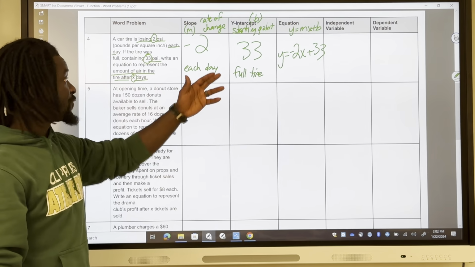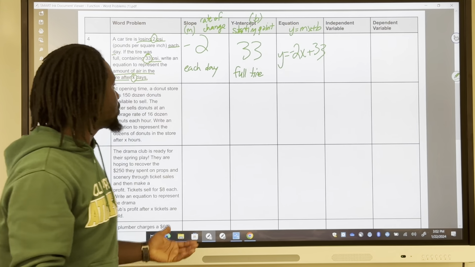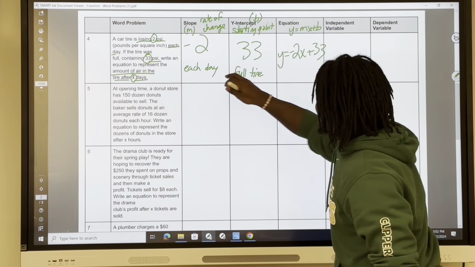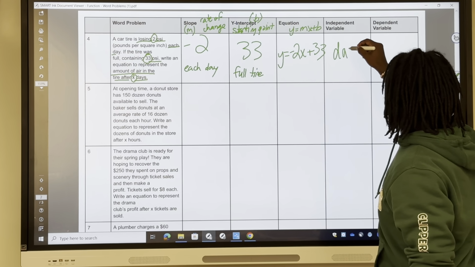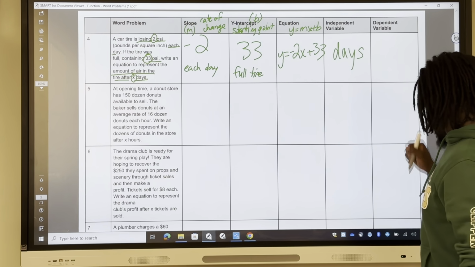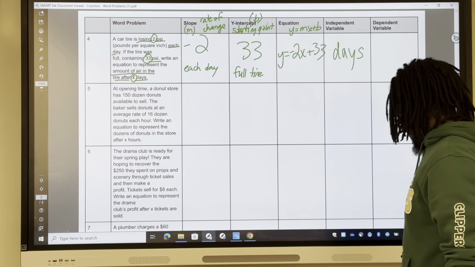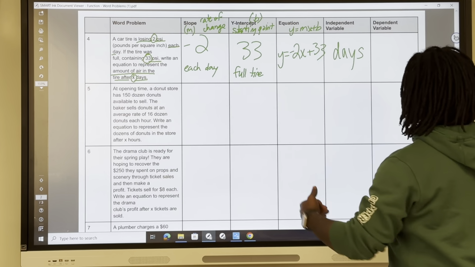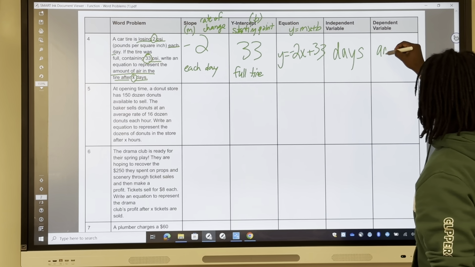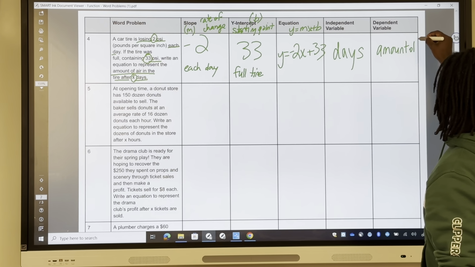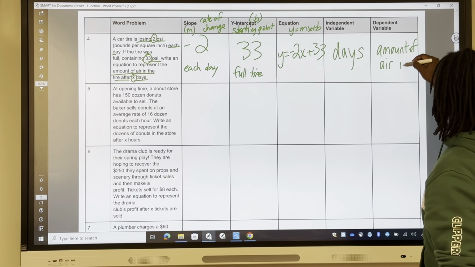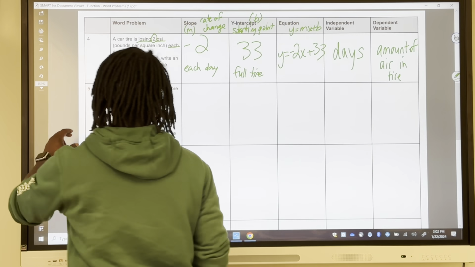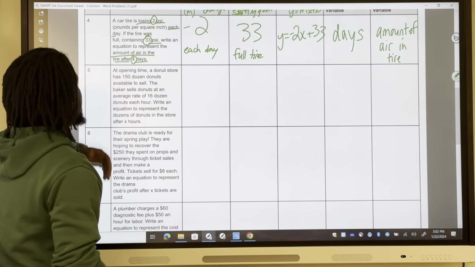Okay. And for our independent variable, it is the variable that's with the slope, right? Each day. So our independent variable is the days, right? And then our dependent variable is the amount of air that's in the tire, okay? It's the amount of air in the tire, okay? Or just the amount of air, okay? All right, cool.